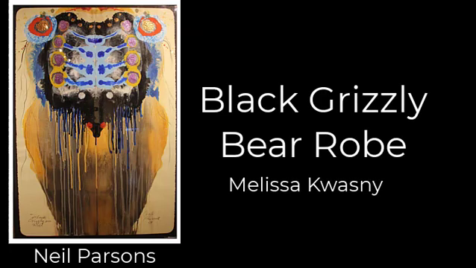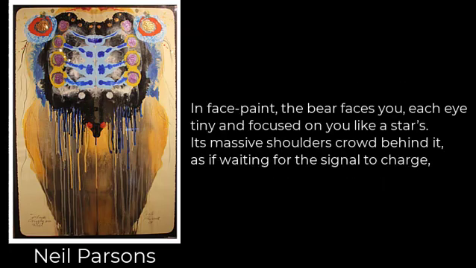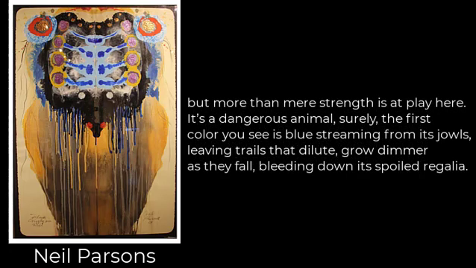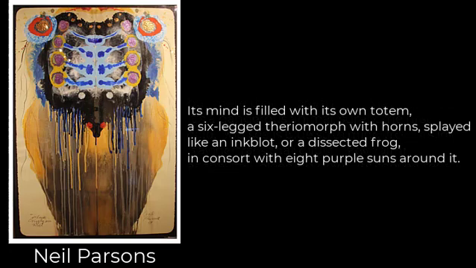Black Grizzly Bear Robe. In face paint the bear faces you, each eye tiny and focused on you like a star's. Its massive shoulders crowd behind it, as if waiting for the signal to charge, but more than mere strength is at play here. It's a dangerous animal, surely. The first color you see is blue streaming from its jowls, leaving trails that dilute, grow dimmer as they fall, bleeding down its spoiled regalia. Its mind is filled with its own totem, a six-legged theriomorph with horns, splayed like an ink blot or a dissected frog, in consort with 8 purple suns around it.